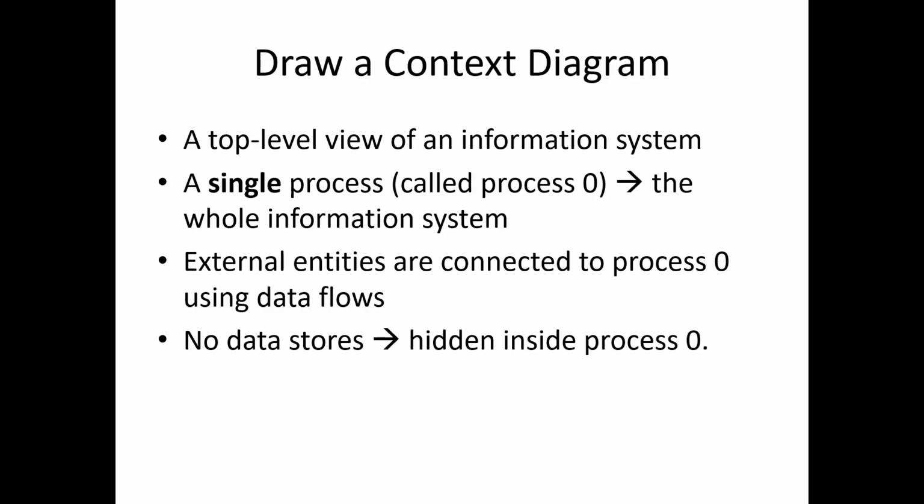First of all, we need to draw a context diagram. This context diagram has the most abstract view of the entire system, because the entire system is represented in this diagram as a single process, which is called process 0. In this diagram, we also show external entities, which are connected to process 0 through data flows.